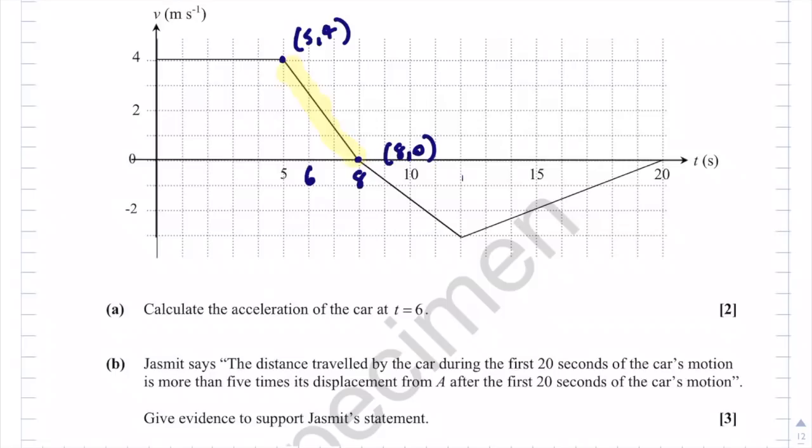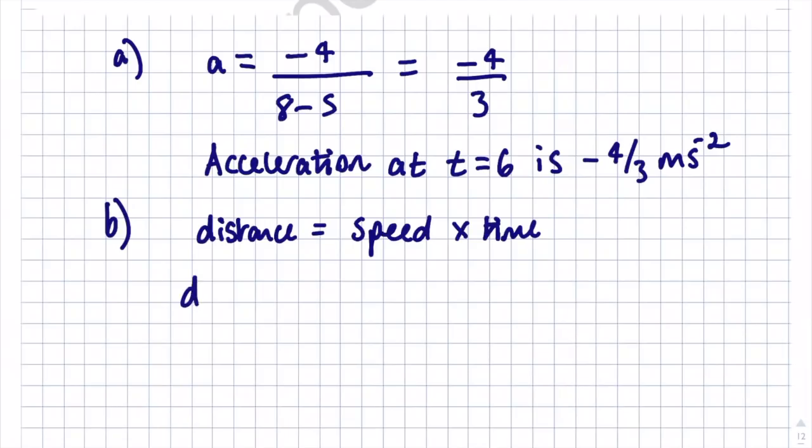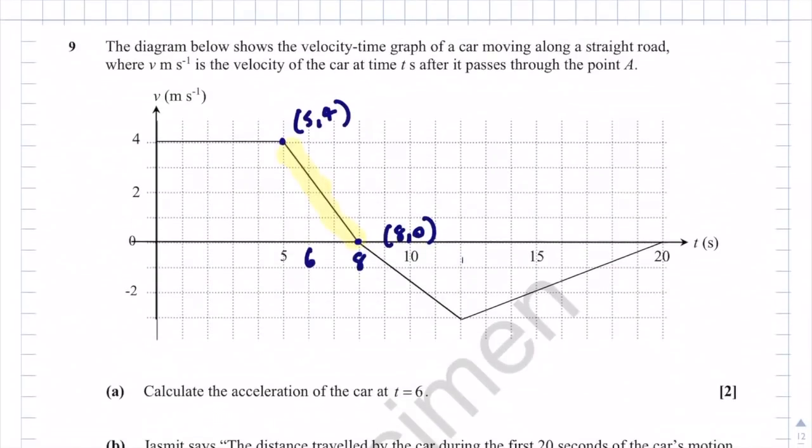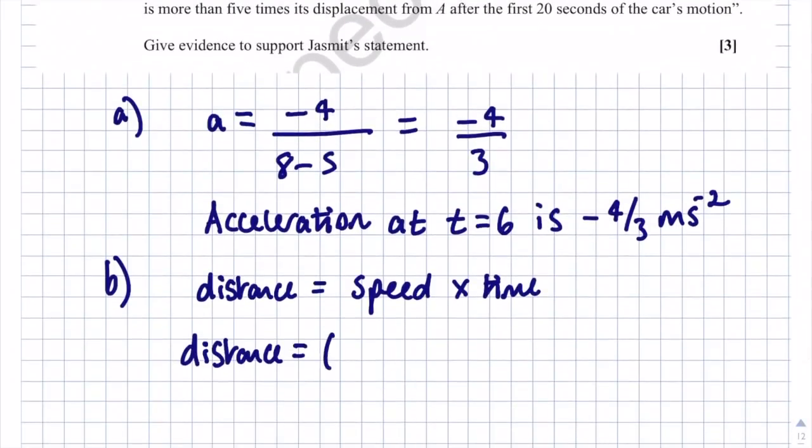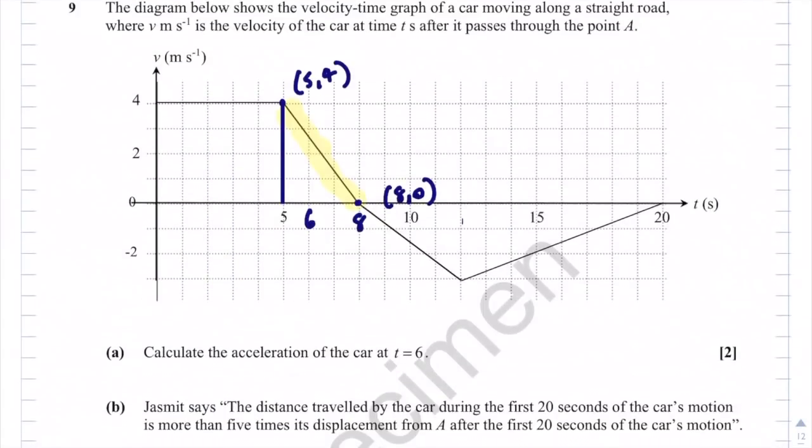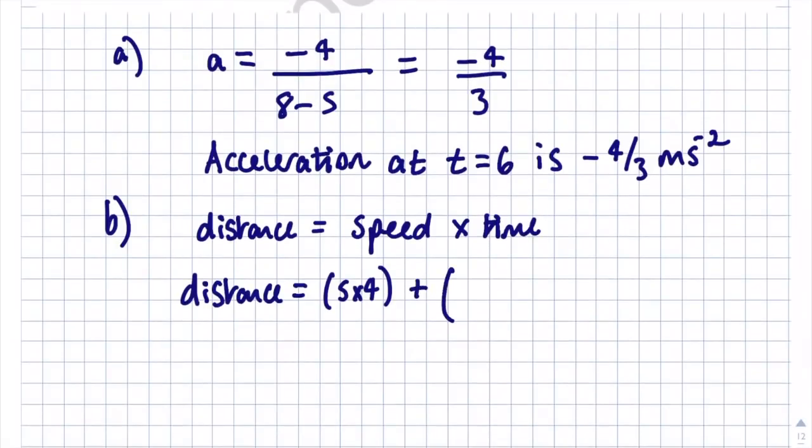Whereas for distance, because there's no direction, it doesn't matter whether we're travelling forwards or backwards, the distance is whatever distance we've travelled. If we work out the distance first, here we've got a square. So 5 times 4 is the area there. Now here we've got a right angled triangle. That's 3 units across by 4, so that's going to be plus a half times 3 times 4.